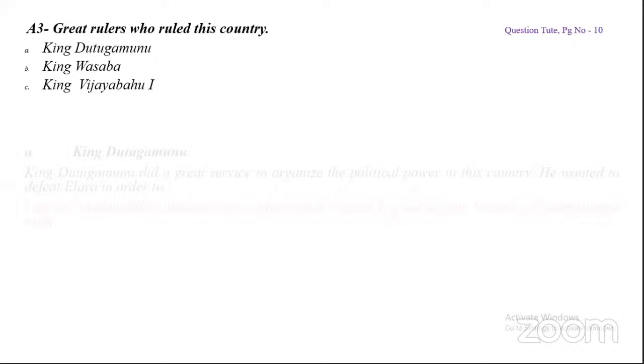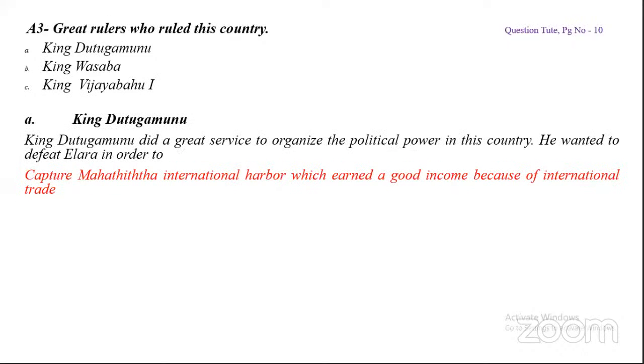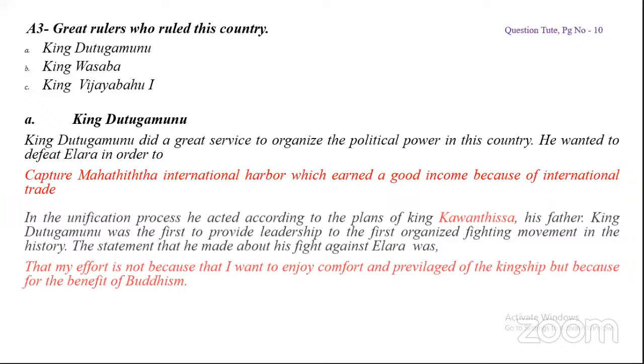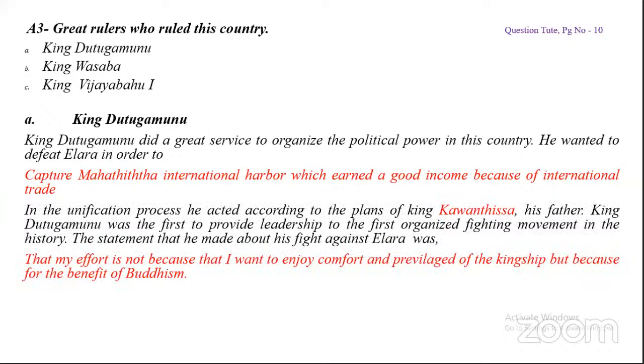Great rulers who ruled this country. I think you can see this one. So this is how you write about Dutugamunu. If you are writing about Dutugamunu, this is the method that you write. King Dutugamunu did a great service to organize the political power in this country. He wanted to defeat Elara in order to capture Mahatittha International Harbor, which earned a good income because of international trade. In the unification process, he acted according to the plans of King Kavantissa, his father.